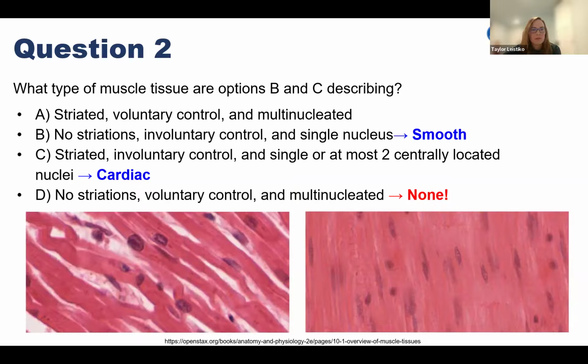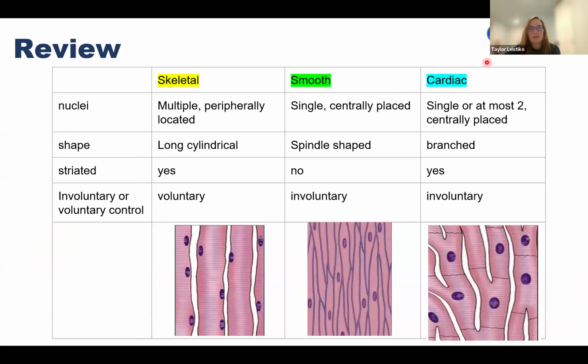Okay, next question. Oh, and this is just a good review chart for you guys that goes through and breaks it down by nuclei, the shape, the striations, and then the involuntary or voluntary control. It's just a good summary of everything.